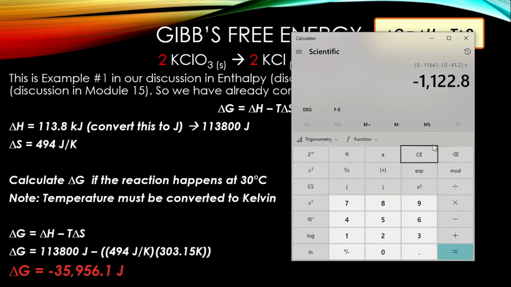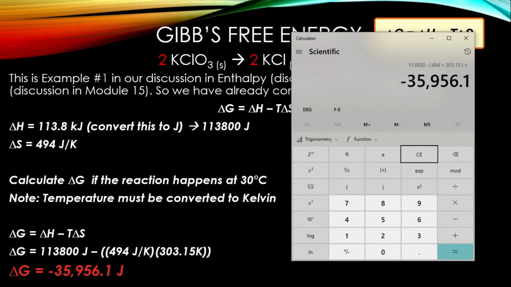So, i-compute natin. So, 113.8 times 1,000 is equal to 113,800 minus the product of the entropy and the temperature. So, 494 times 303.15.